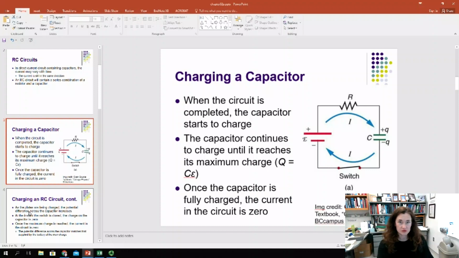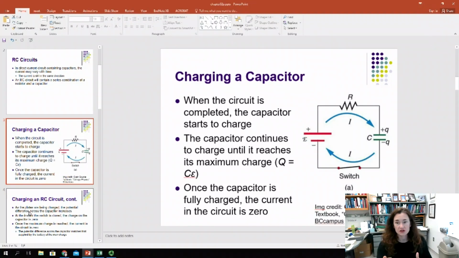Now at time t equal to 0, you close the switch and current begins to flow in the circuit. So the current flows through the resistor and then to the capacitor. The capacitor we're going to assume is initially uncharged, and so as soon as current begins to flow, the charge begins to build up on the capacitor plates.